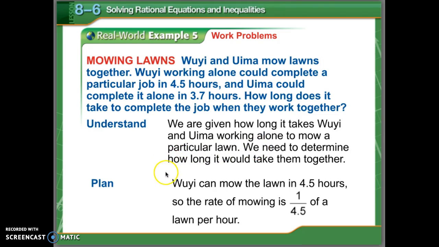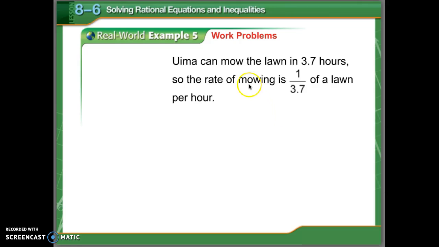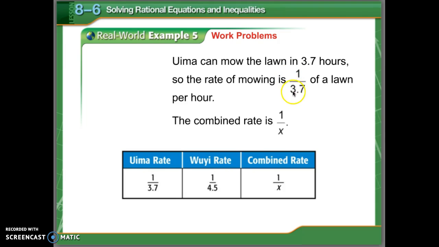So our plan for this, we know that Wuyi can mow the lawn in 4.5 hours, so her rate is 1 over 4.5 of the lawn per hour. Similarly, Uema can mow the lawn in 3.7 hours, so her rate is 1 over 3.7 of the lawn per hour, and their combined rate is 1 over x. The reason we're using 1 is because we're figuring out what they can do in 1 hour.